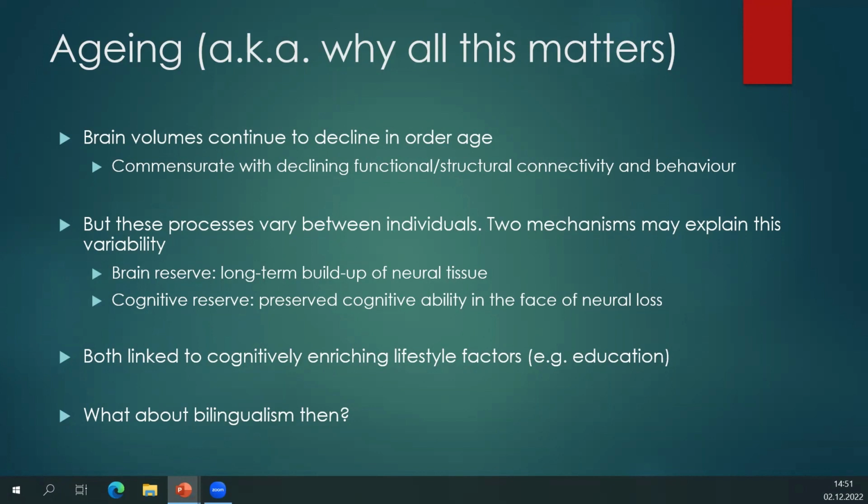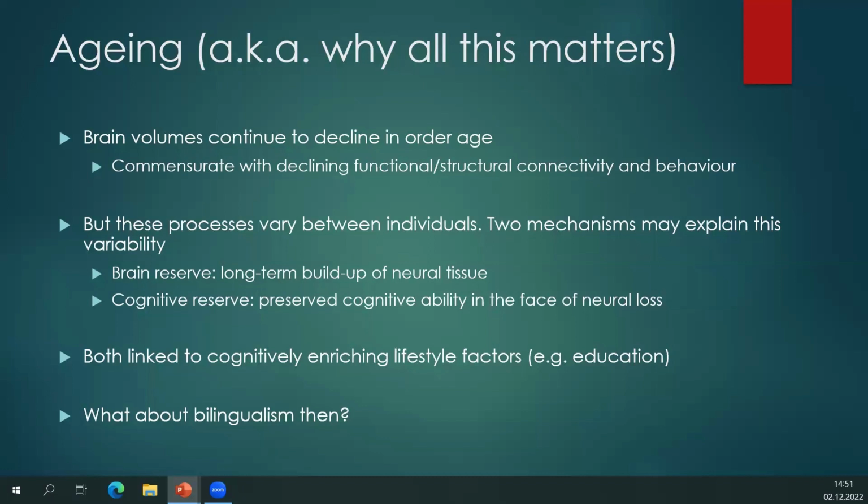So, as I said, the brain changes as we develop, but it also changes as we age, right? So brain volumes continue to decline in older age. And we know that this decline in brain structure is commensurate with decline in functional and structural connectivity, but also decline in behavior. So that's practically the definition of aging, right? But these processes vary between individuals, and there are several mechanisms. Two main ones have been described that explain this variability.